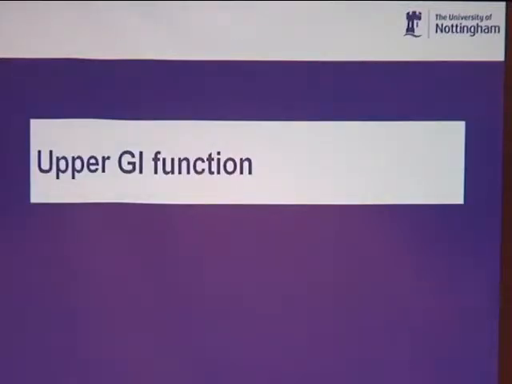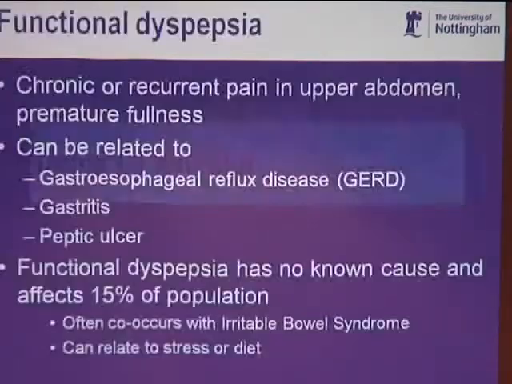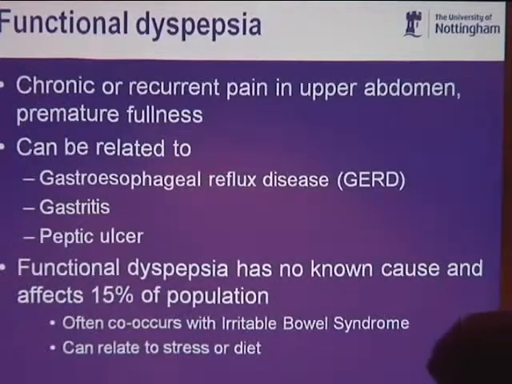So starting at the top, looking at upper GI function, functional dyspepsia is a chronic or recurrent pain in the upper abdomen and the premature feeling of fullness on feeding, and it can be related to gastroesophageal reflux disease, gastritis, peptic ulcer, diabetic gastroparesis. But functional dyspepsia has no known cause and affects about 15% of the population. It often co-occurs with irritable bowel syndrome, and it can be related to stress or to diet. Our aim is really to characterise the condition of these patients and almost prove that their symptoms are real, really.